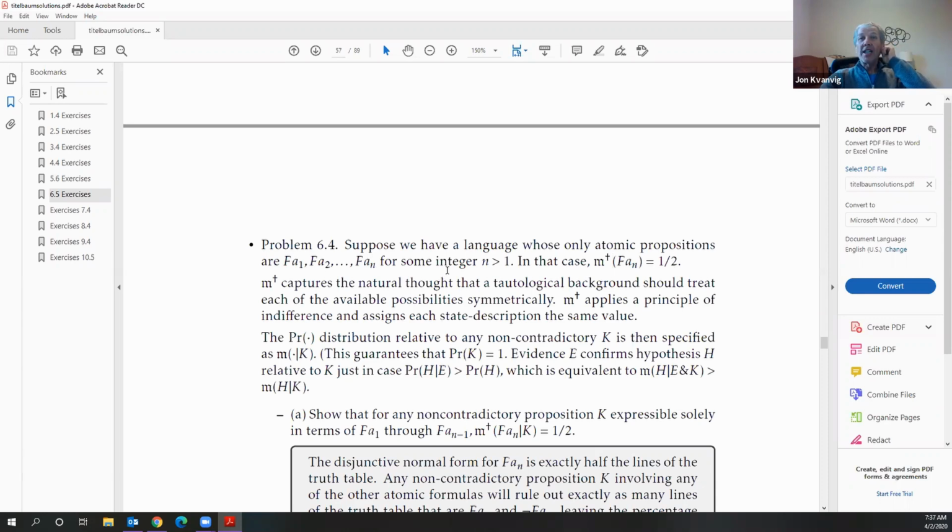And here, if we have n number of constants, you're going to have a whole bunch of lines on the truth table, 2 to the n, because for each object, you have a line where f is true and f is false. And if you treat all of those symmetrically, half of the lines will have an a coming out f, and half of them will have an a lacking the property f. So you're going to get probability of 1/2.